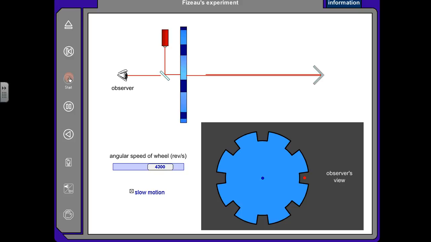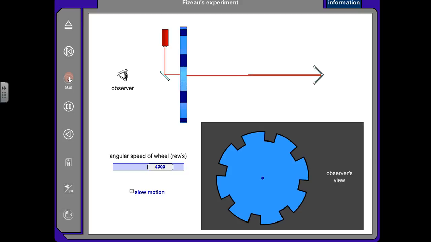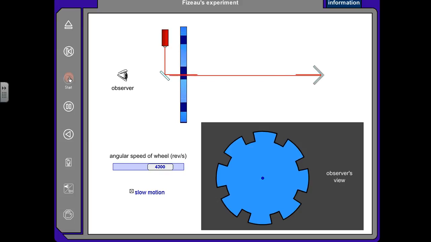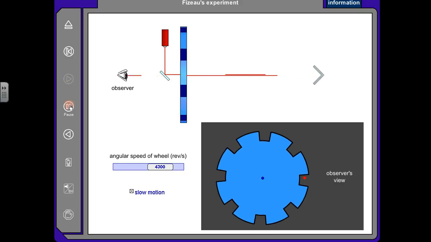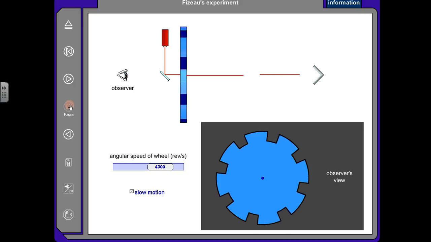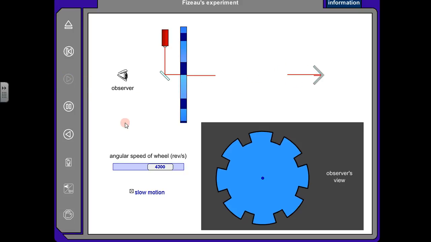And need to have a ray, which we don't have yet. And now we have a ray. And I'll wait a little while, pause it. Okay, we'll pause it, measure the length of that ray. We'll continue.